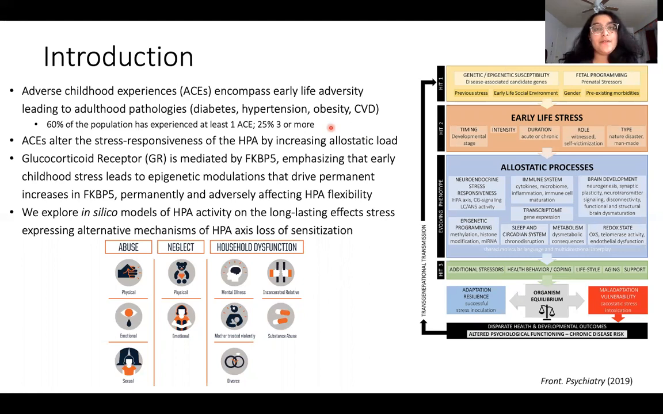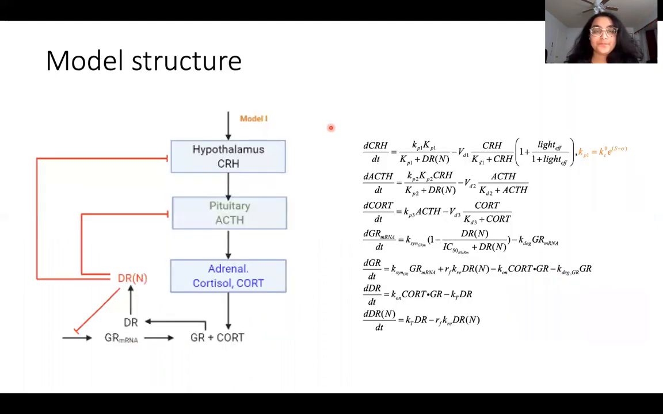And so in our project, we're developing and exploring in silico models of HPA activity, particularly understanding how long-lasting effects of stress can be expressed through alternative mechanisms, through changes in HPA axis sensitivity. A model structure is provided in the panel on the left here. So Model 1 is what we've titled here.